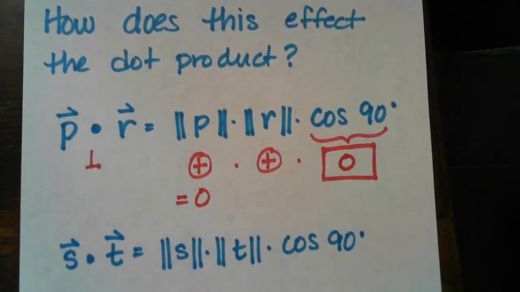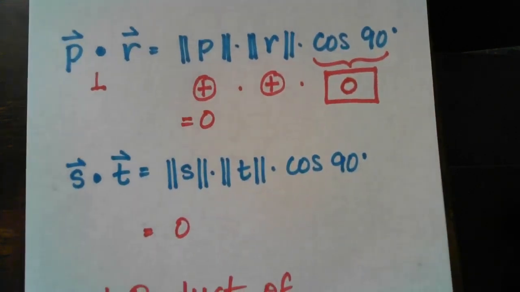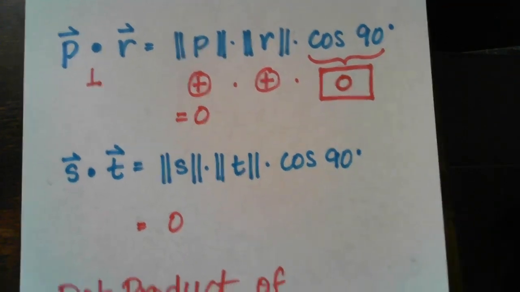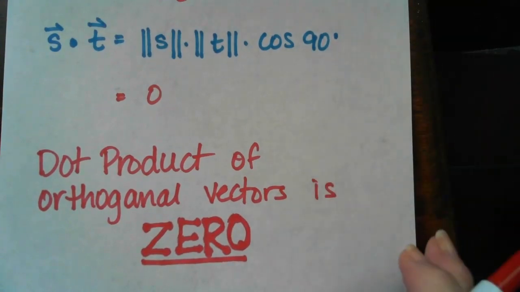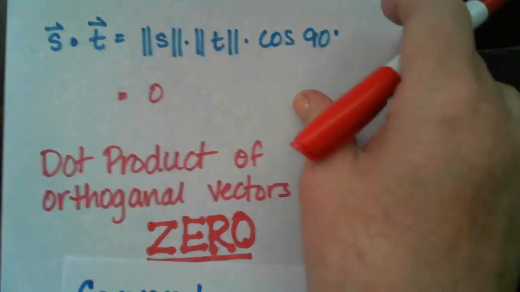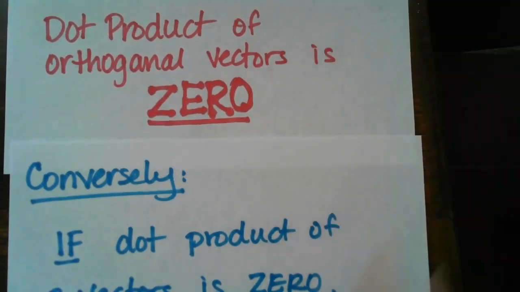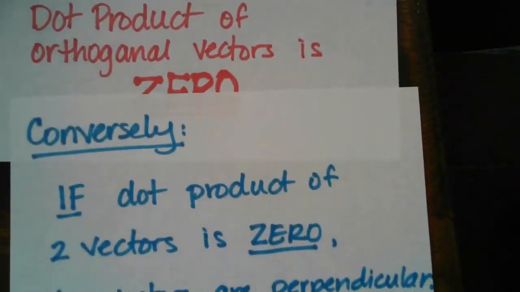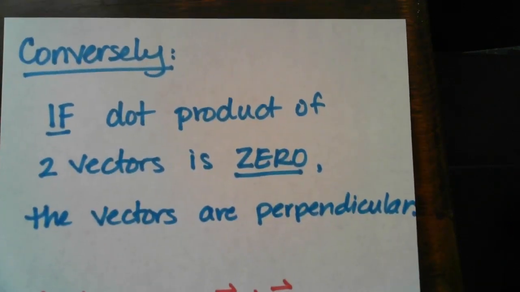S and T were also perpendicular, so they had 90 degrees. And once again, their dot product is going to equal 0, which gives us our final statement about orthogonal vectors, and that is the dot product of orthogonal vectors is 0 always. But since that's the case, we have something else, and that is the converse of it, which means if the dot product is 0, then we know that the two vectors are perpendicular, so we can state this in reverse.